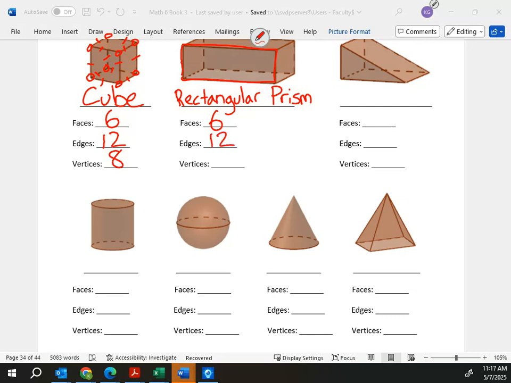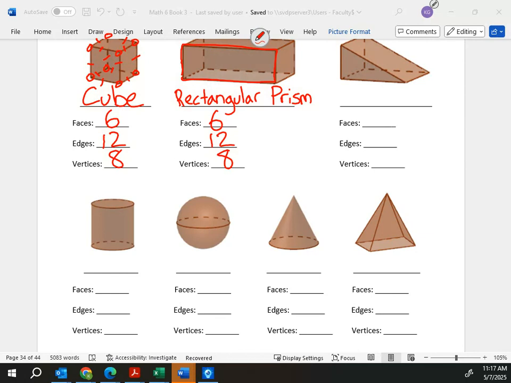Bennett? You will notice that a cube and a rectangular prism have the exact same numbers, because a cube is a special type of rectangular prism, just like the square is a special type of rectangle. Okay, so cubes mean that all the lengths are the same. The rectangular prism, we have short and we have long. Otherwise, everything else is the same.